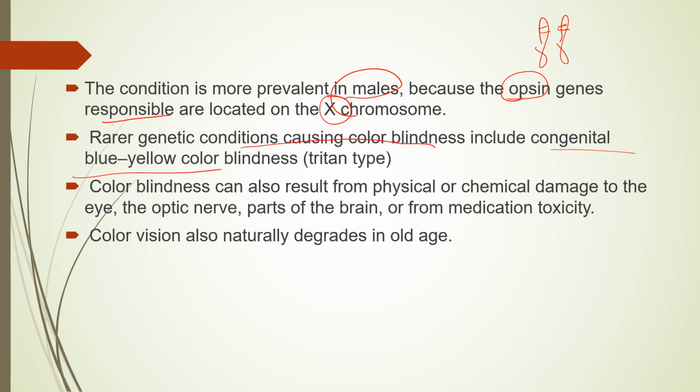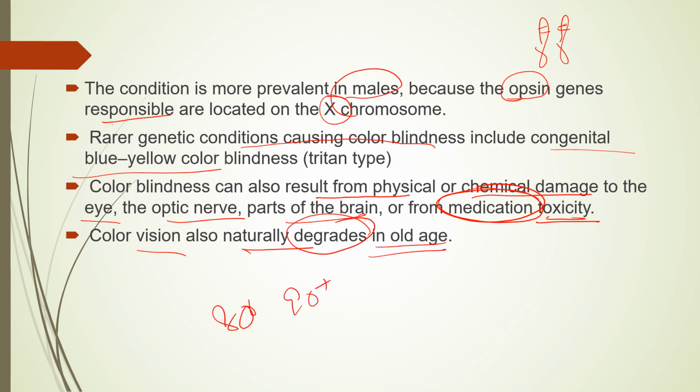So color blindness can also result from certain physical or chemical damage to the eye, the optic nerve, or parts of the brain, or certain medication can also lead to toxicity, which can lead to color blindness. Okay, so color vision also naturally degrades in old age. So suppose a 90 plus person or an 80 plus person, they will obviously have lesser color perception. Okay, so their color vision will gradually degrade with age. Okay, so let us see what are the tests done for this color blindness.